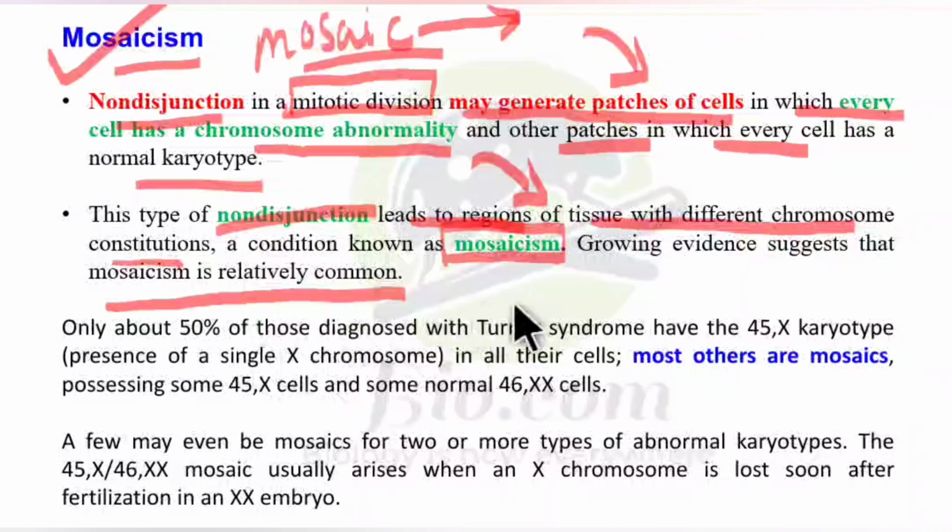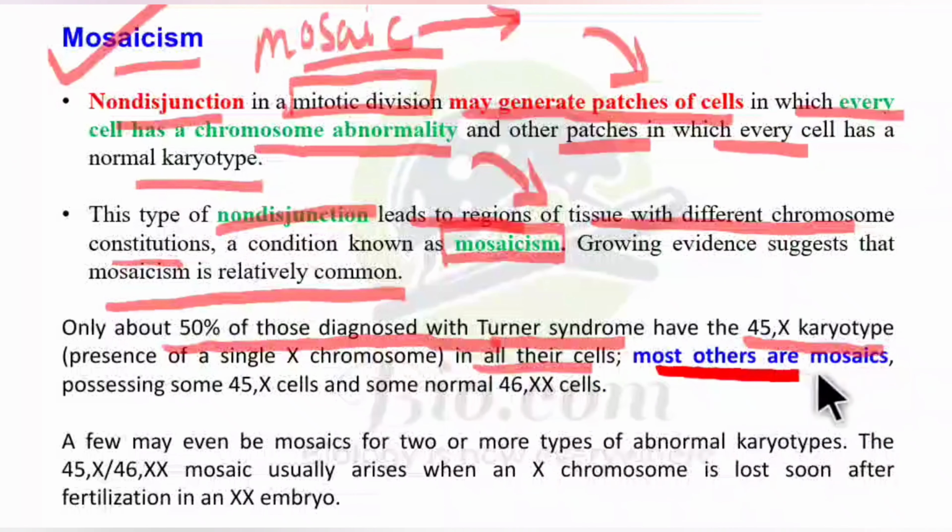And if you talk about the Turner syndrome, जो अभी हमने पढ़ा, only about 50% of those diagnosed with Turner syndrome have 45,X karyotype in all cells, and most others are mosaics. यानी जिन पेशेंट्स में टर्नर सिंड्रोम डिटेक्ट होता है उनमें से 50% का ही सिर्फ कैरियोटाइप 45X होता है, बाकी सब में क्या होते हैं? ऑल आर मोजैक्स. इट मीन्स दे पोजेस 45X सेल्स एंड सम हैव 46XX सेल्स. इट मीन्स क्रोमोसोम एबनॉर्मेलिटी हो गया.